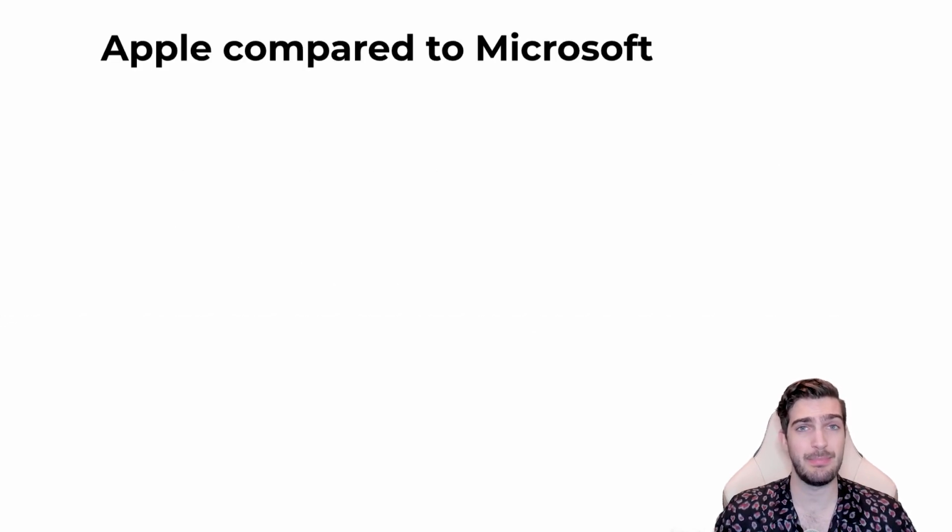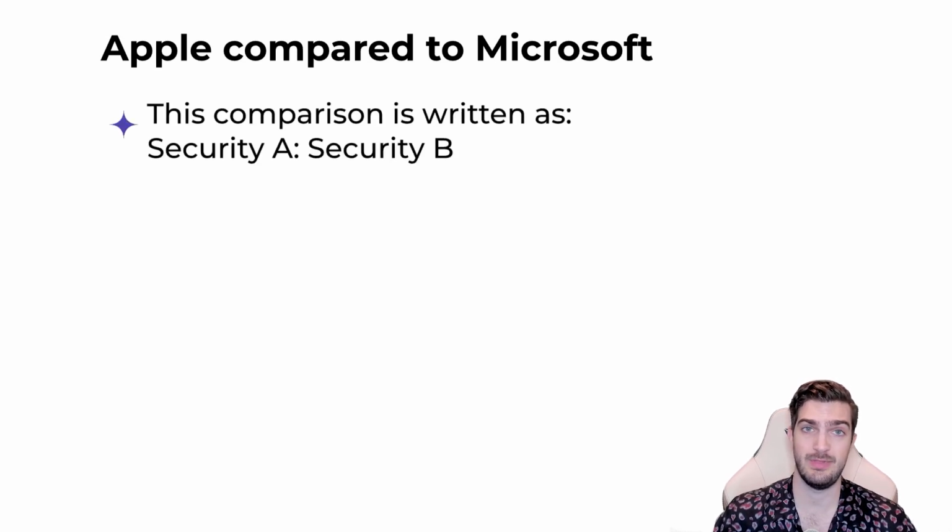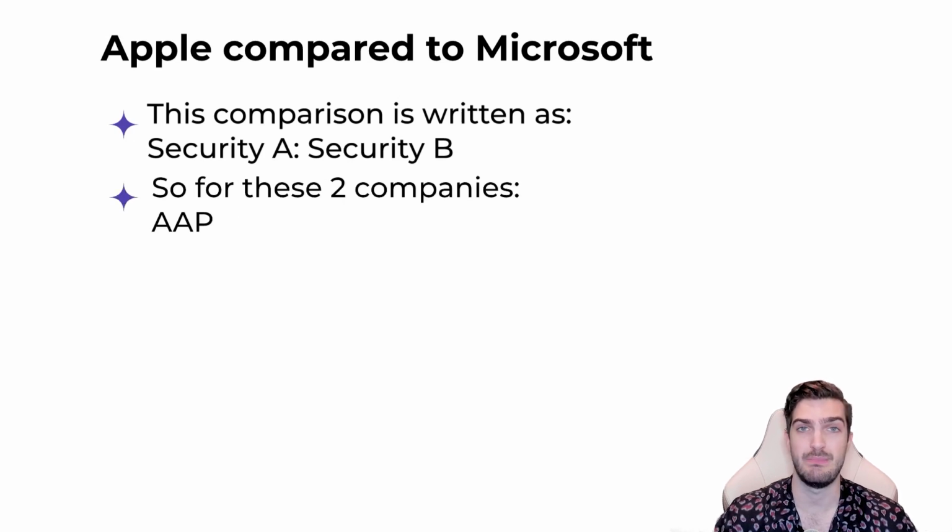Let's compare a relative strength chart between Apple and Microsoft. When we're comparing two securities, the way that we try and put that into words is by putting the first ticker symbol, a colon, and then the second ticker symbol. So, for a relative strength chart between Apple and Microsoft, we would have the ticker symbol for Apple, AAPL, a colon, and then the ticker symbol for Microsoft, MSFT.